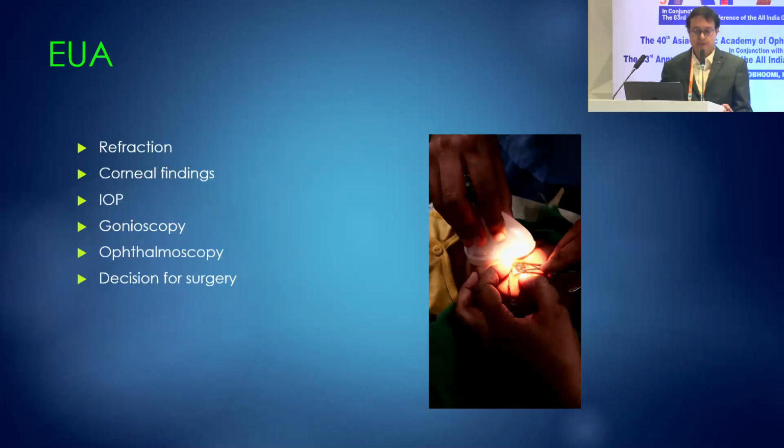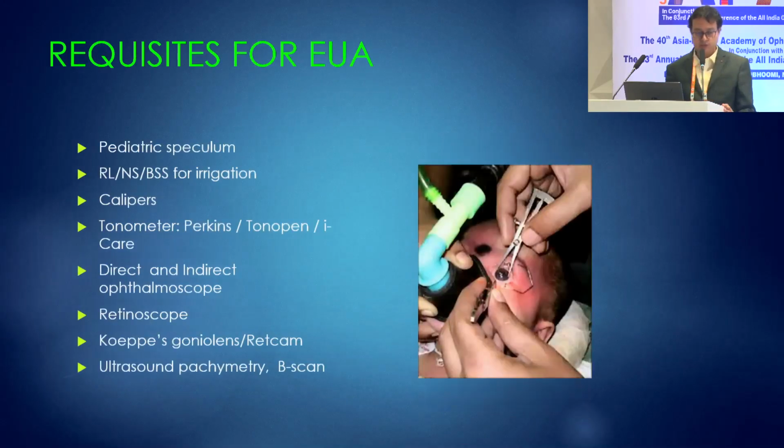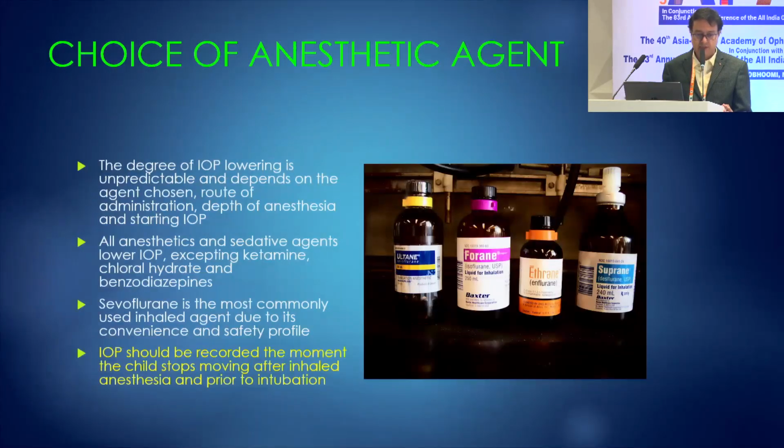The key to the diagnosis of primary congenital glaucoma is examination under anesthesia, and we have to record the refraction, corneal findings, intraocular pressure, gonioscopy, ophthalmoscopy, and take the decision for surgery. In many conditions, the surgery is done along with the EUA. These are the requisites for EUA. So you have to use a pediatric speculum, calipers, tonometers, ophthalmoscope, retinoscope, direct gonio lens, and imaging like the B-scan.